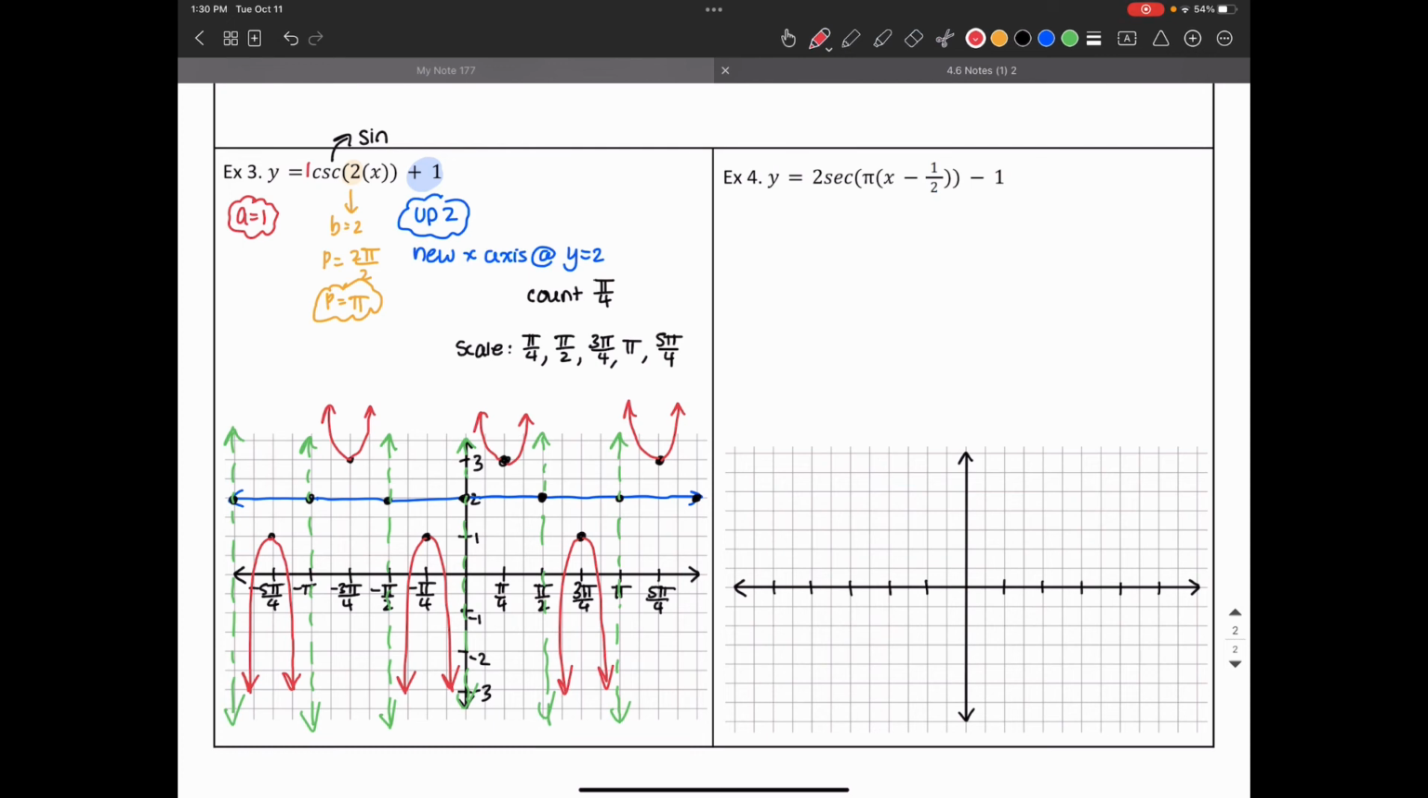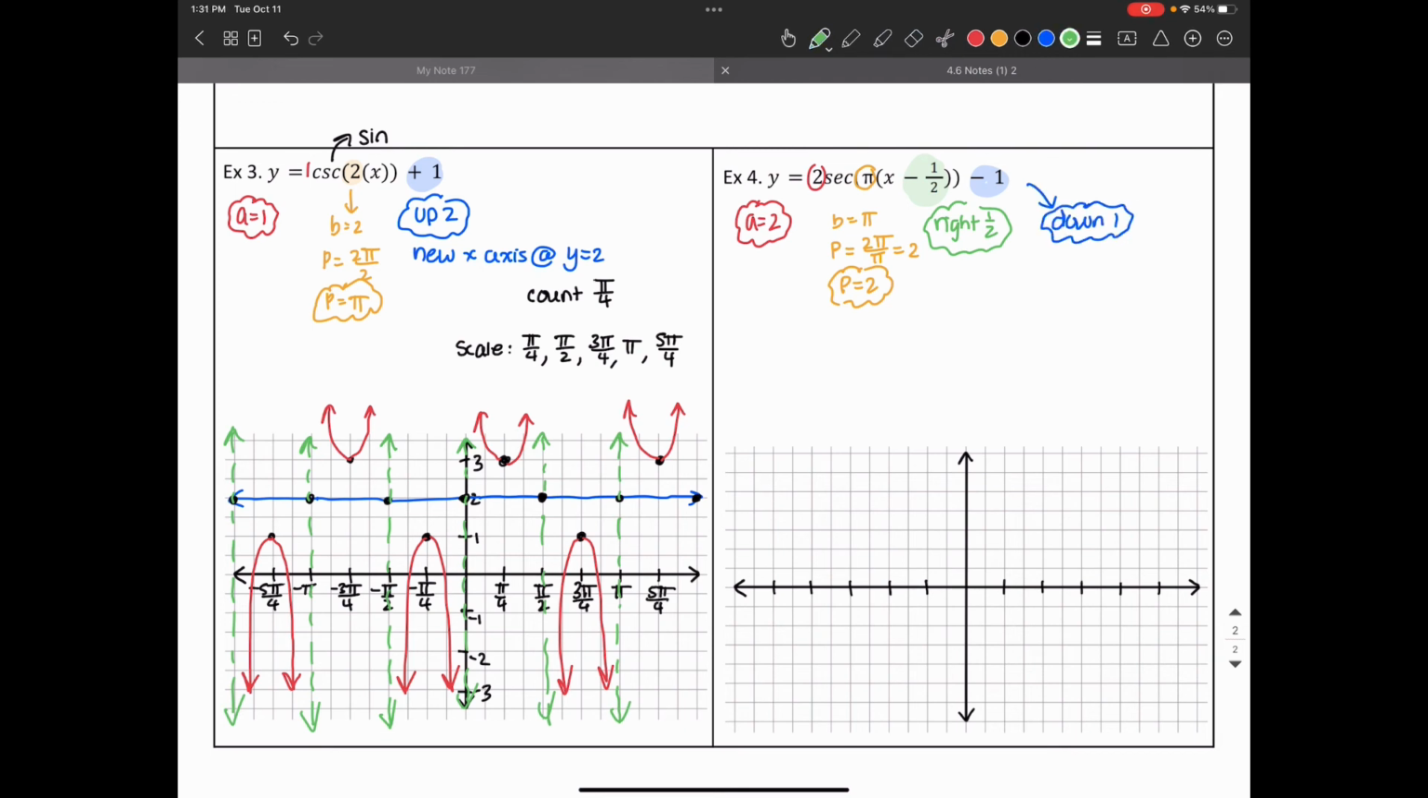And then let's do example 4. So I see that I have an amplitude equal to 2. That's important. I'm shifting to the right 1/2. Oh, I should have said what my b is first. My b is pi. So if b is equal to pi, then period is equal to 2 pi divided by b, which is pi, which means that the period is equal to 2. That's something I need to know for scaling my graph. Because of the minus 1/2 inside, I'm moving right 1/2. And because of this minus 1, everything's going down 1.